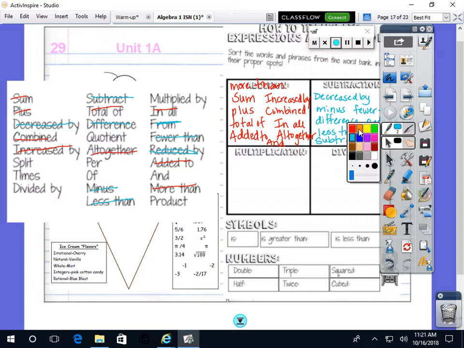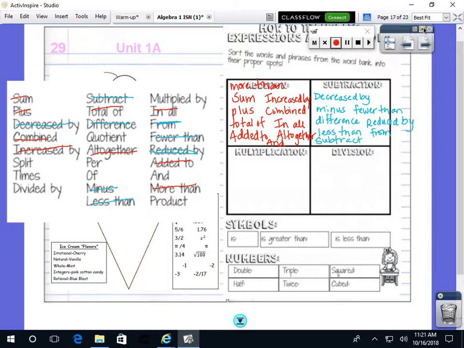Now let's talk about words that mean multiplication. Times. What else? Per. Okay, what else? Multiply by. Product. Okay, product is the answer to a multiplication problem. Oh, we already used it. Yeah, I didn't cross it out. Okay, another word is of. Of can be used for multiplication. Like if I say 1/4 of x, you would do 1/4 times x.